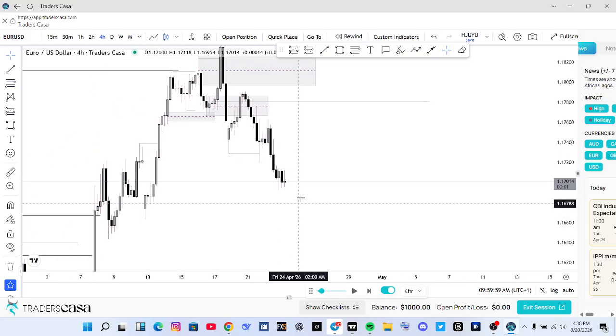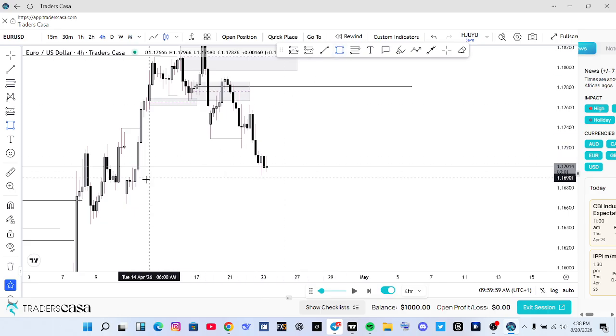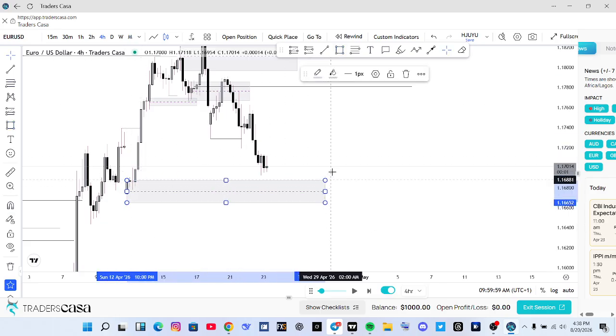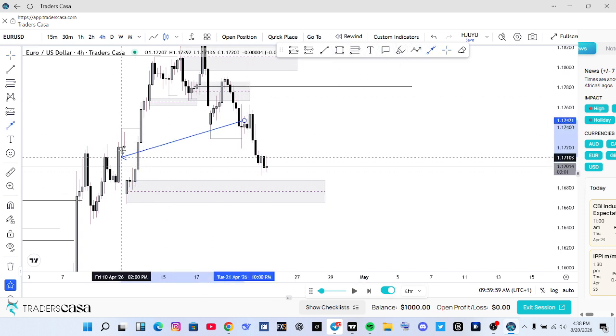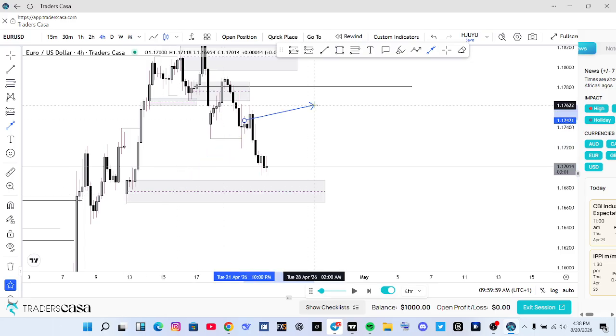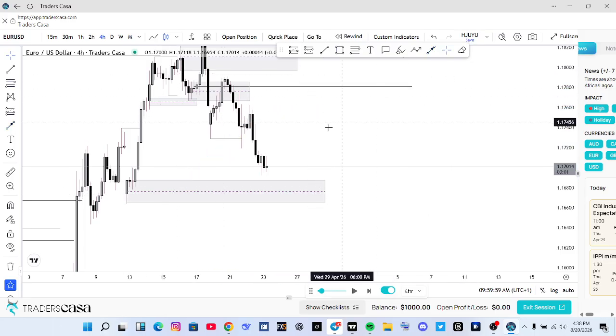Now on Thursday, what are you expecting? A lot of people will be looking out for buys from this zone here, but this zone is a one leg move. Look at it, price just made a swing low and zoom. So this is a one leg move. Automatically this zone here is a red flag. So let's just wait and see what price will do.